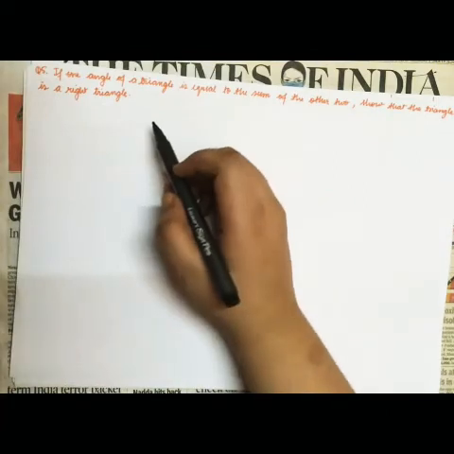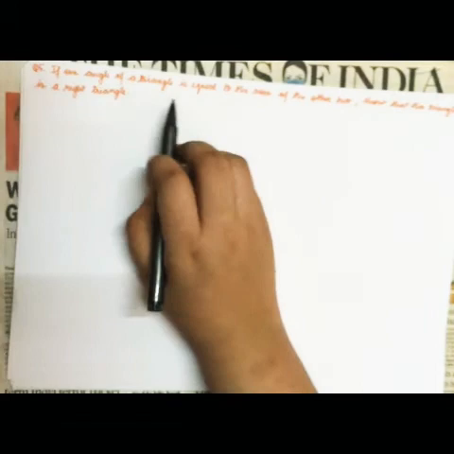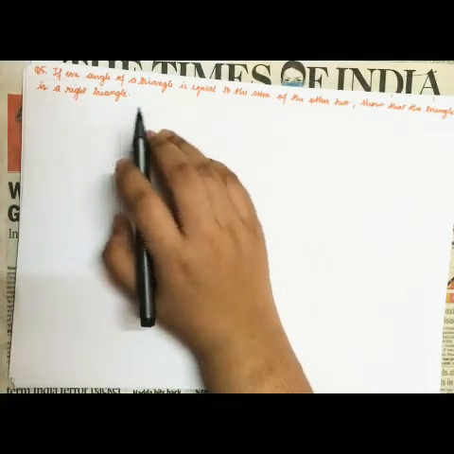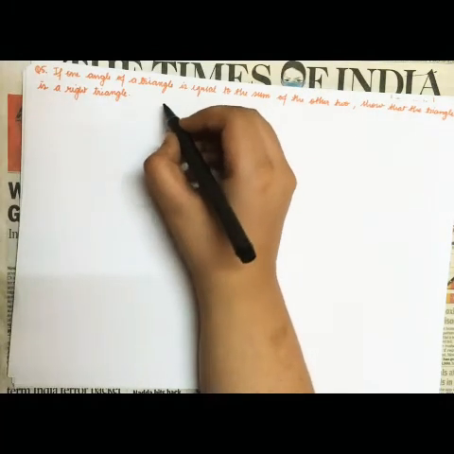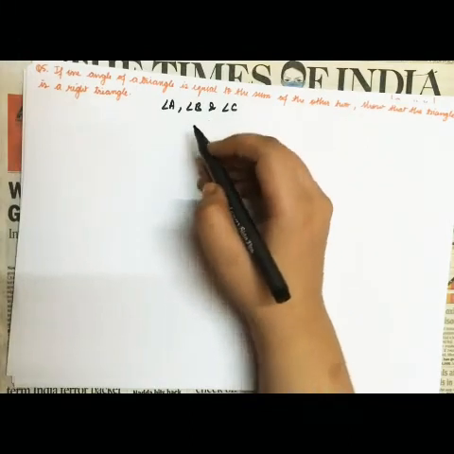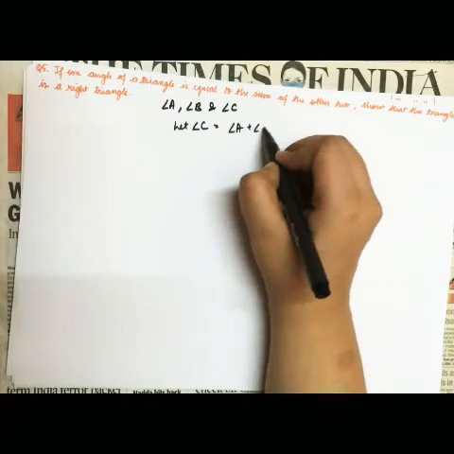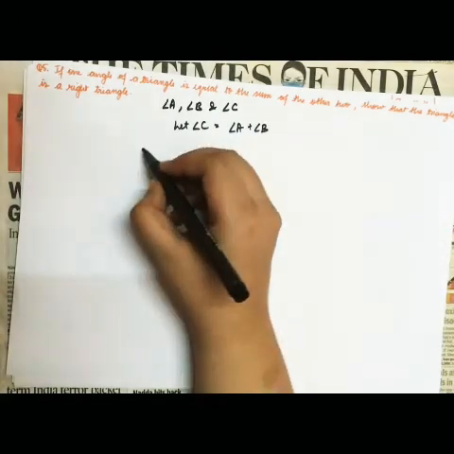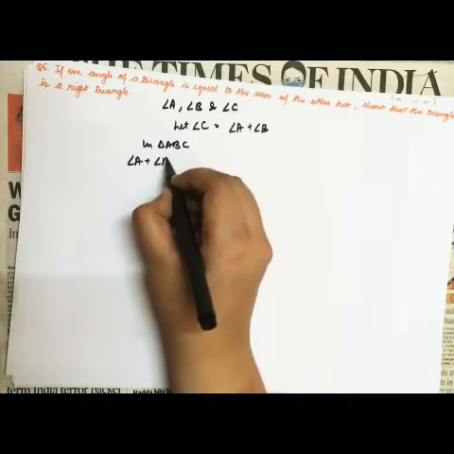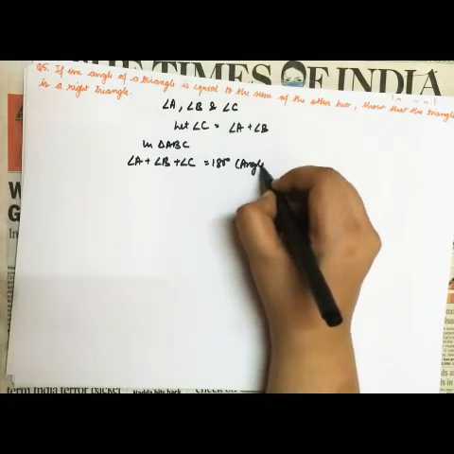Now question 5. It says that if one angle of a triangle is equal to the sum of the other two, we have to show that the triangle is a right angle triangle. Now let the angles be angle A, angle B, and angle C. Now let angle C be the sum of angle A plus angle B. So now in triangle ABC, angle A plus angle B plus angle C is equal to 180 degrees because of the angle sum property.